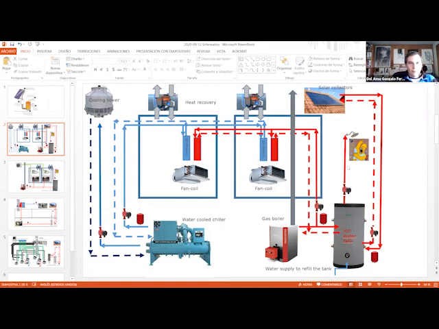Okay, so this is a building. What are we going to do with Revit? Okay, so in Revit, we will have different spaces. So we will place different things, and we will place chillers, cooling towers, boilers, and then we will have to connect this with Revit.